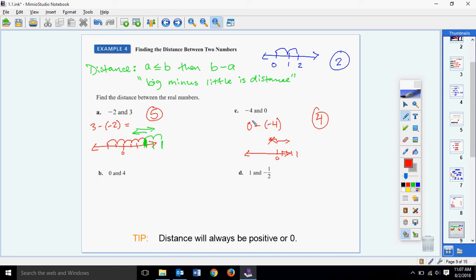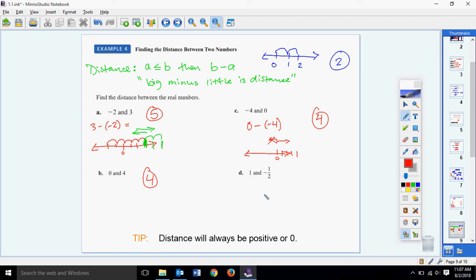Or you could just do it the easy way and type it in your calculator. 0 minus, and then hit the negative button, and then hit 4, and it's going to spit out the number 4 for you. Okay, so 0 and 4, that one's kind of easy because if you think about a number line, they're going to be 4 units apart.